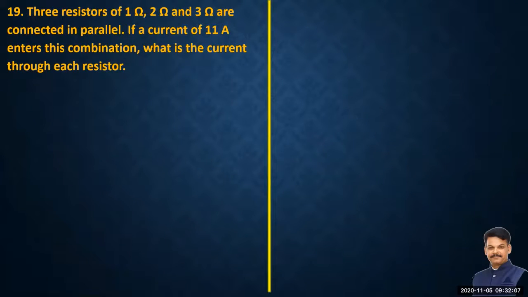See what it is. They say that 3 resistors of value 1 ohm, 2 ohm and 3 ohm are connected in parallel. If a current of 11 ampere enters this combination, what is the current through each resistor? Observe this, dear students. They said that there are 3 resistors. Like this, I want to draw the diagram. 3 resistors. Yes, they are connected in parallel.